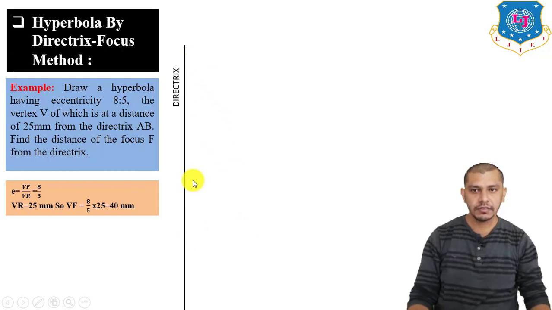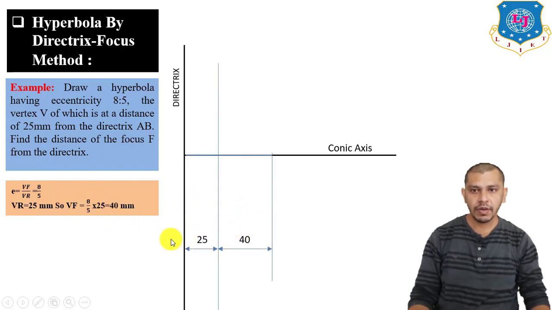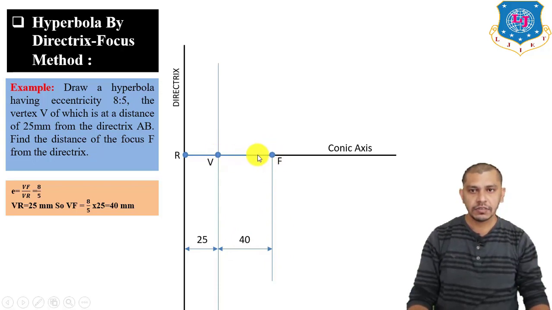Now first of all draw the directrix and conic axis. After drawing the directrix and conic axis, now mark this point. At a distance of 25 mm from the directrix you will get the vertex point, and from the vertex point at a distance of 40 mm you will get the focus point. After drawing the focus, vertex and R, draw a line perpendicular to the conic axis from the vertex point.